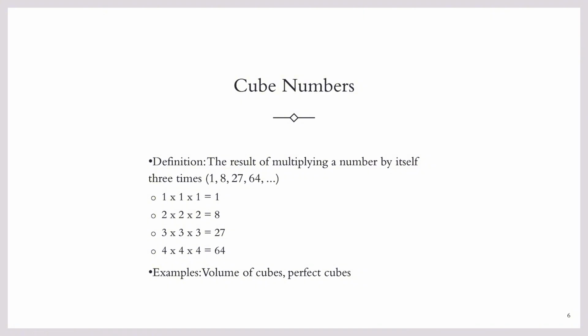Next, we have cube numbers. They are the result of multiplying a number by itself 3 times. Similar to square numbers, where we were multiplying a number by itself only 2 times, now we are doing it 3 times, such as 1 times 1 times 1 yields the output 1, 2 times 2 times 2 is 8, 3 times 3 times 3 is 27. Similarly, 4 cubed is 64. They are used to calculate the volume of perfect cubes.